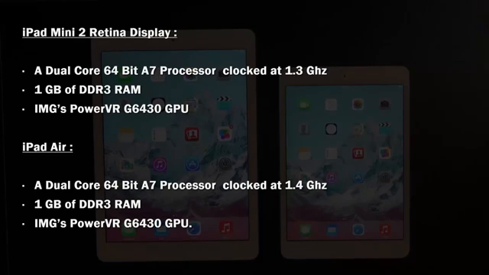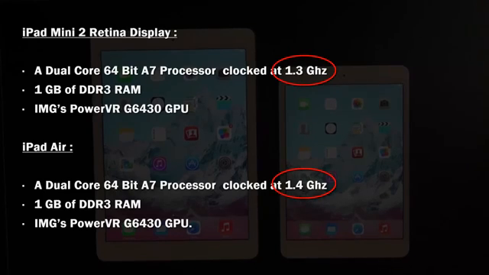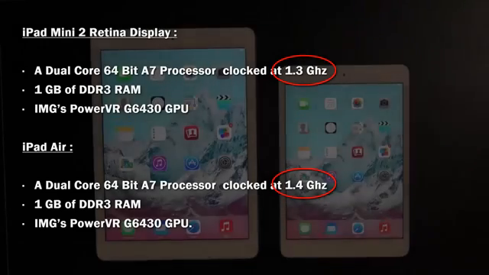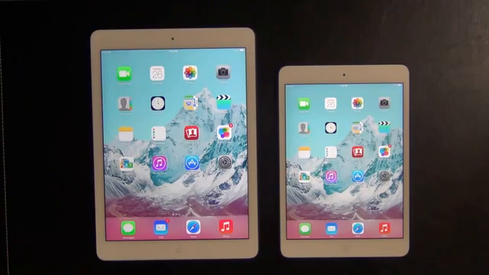And since we are going to do a gaming and graphics comparison, you should know both the Air and the Mini 2 have IMG's PowerVR G6430 GPU as their graphics processor. As you can tell, the only difference is the clock speed of the CPU cores. Air is clocked at 1.4 gigahertz and Mini is clocked at 1.3 gigahertz. That's a difference of 0.1 gigahertz in the processing cores, which sounds minuscule, except that 0.1 gigahertz is 100 megahertz, which means 100 million processing cycles per second. Anyway, let's move on to the benchmarking.